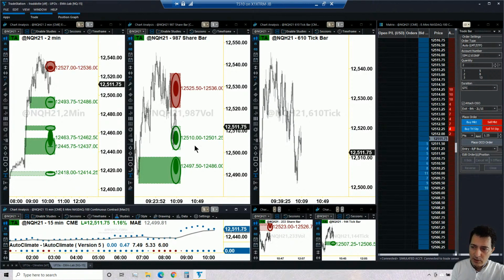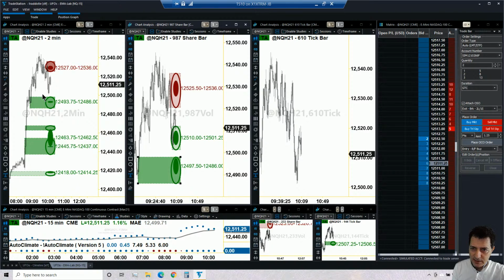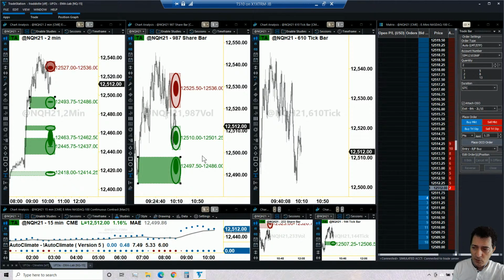So let's see what's the top value of this box, which is 498. That's the top value of this box. Let's see what is the top value of that box. 498 as well. Then the bottom value is 486, and for that one the bottom value is 486 too. So really those UFOs are exactly in the same location, 498 to 486.